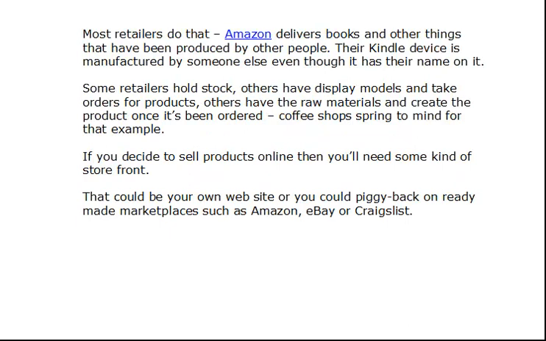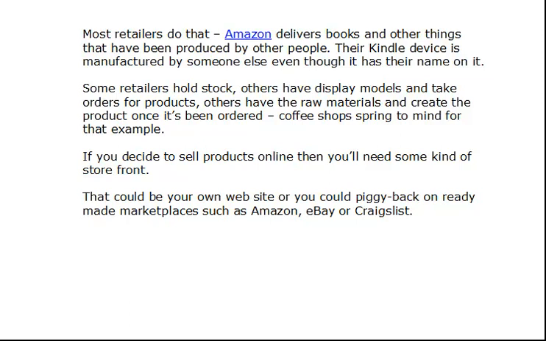Most retailers do that. Amazon, for instance, delivers books and lots of other things that have been produced by some other people. Even their Kindle device is manufactured by someone else, even though it's got their name on it. Some retailers hold stock, others have display models and take orders for products, others have the raw materials and create the product once it's been ordered. Your coffee shop does that every time you go in.